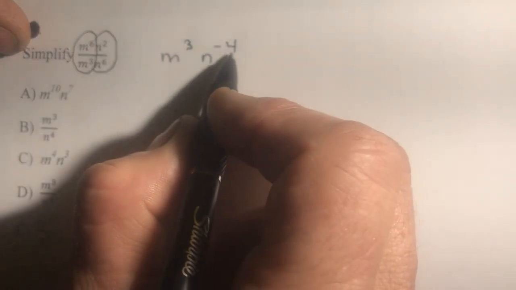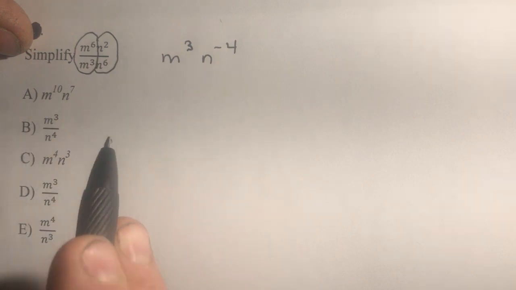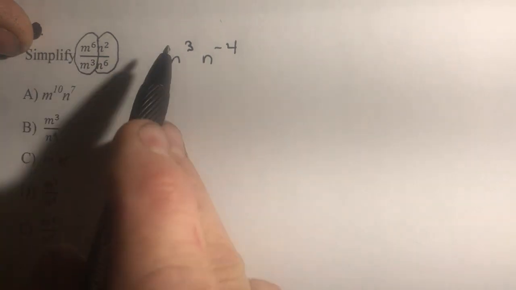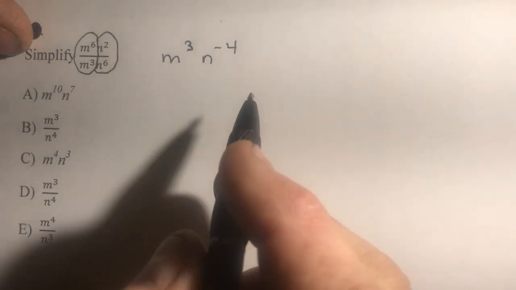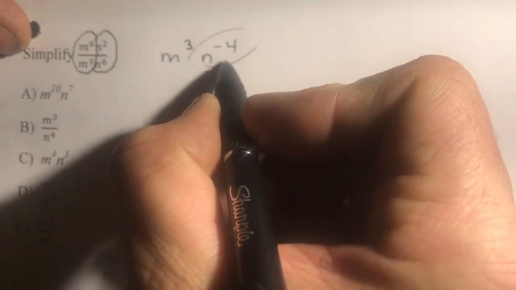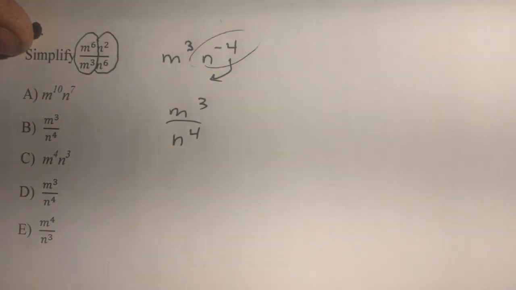See, 2 minus 6 is negative 4. I do the top minus the bottom. 6 minus 3 is 3. 2 minus 6 is negative 4. But we don't want negative exponents, which means that's going to move it to the bottom. So I should have n to the positive 4 on the bottom. And it looks like my answer right there.